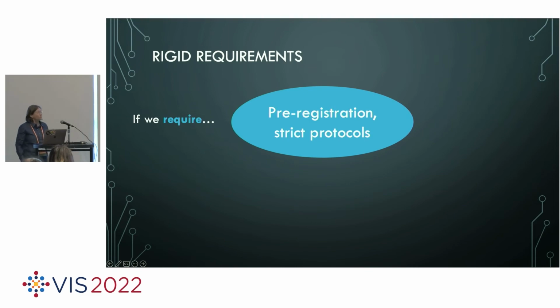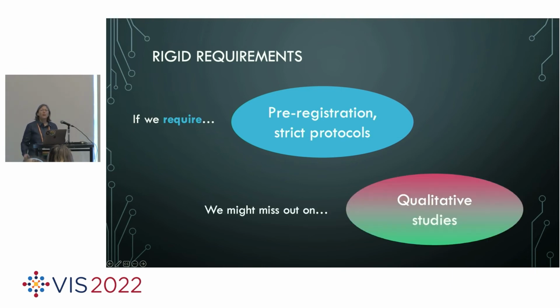So for example, let's look at rigid requirements for Viz submissions. If we require things like pre-registration for empirical studies or strictly defined empirical study protocols, we might start to miss out on some kinds of research, perhaps the more qualitative studies from certain kinds of epistemological perspectives, where things like strict protocols and pre-registration might be antithetical to the goals of the research.